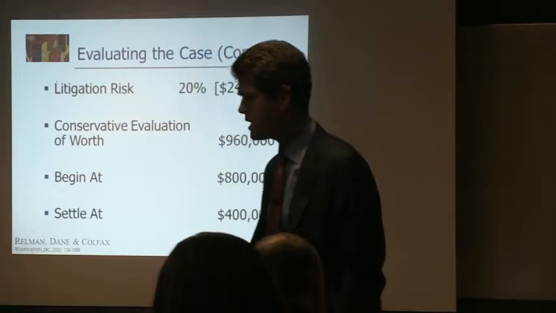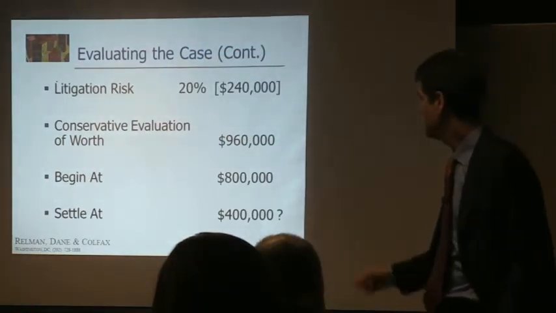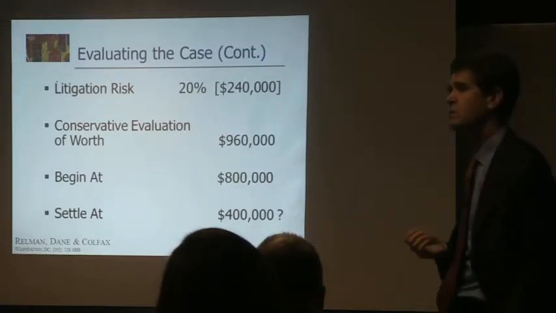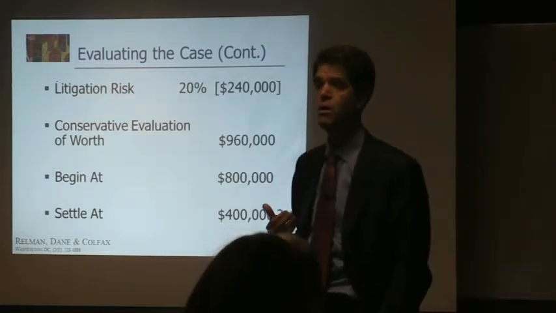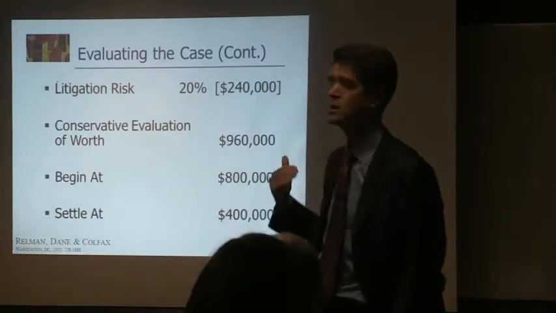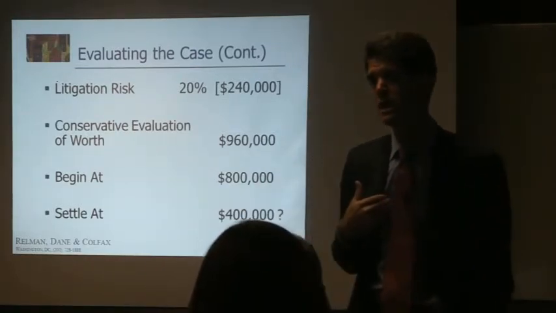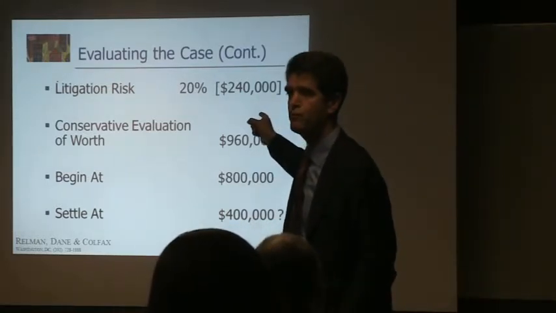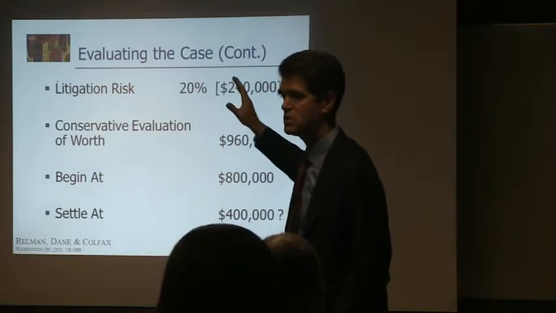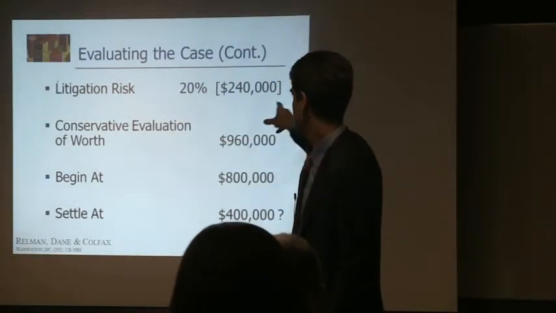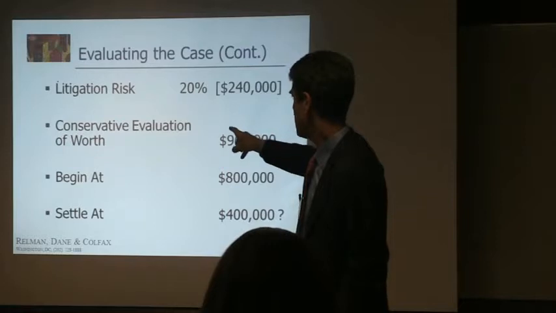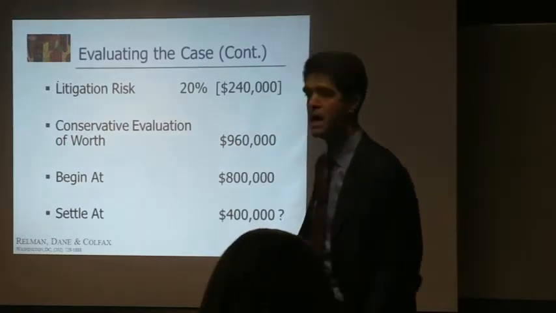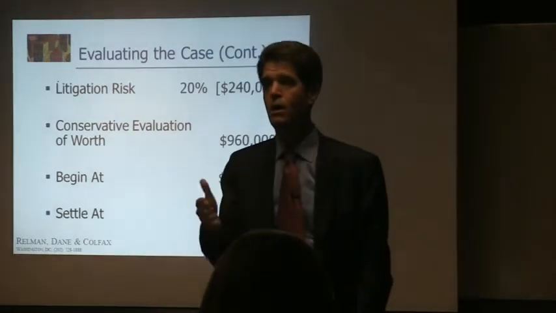And then what I say is, okay, I think about the litigation risk of the case. I'm bringing this case because I think the facts are really strong, so I'll give it a 20% litigation risk against me. I think it's 80% likely I'm going to win. So I'll discount you right off the bat $240,000 of that $1.2 million because I'm just saying 20% chance I could lose. So I'm now saying a conservative evaluation of the worth of the case to me is $960,000. I then say to the defendant, I'm going to cut you a break.